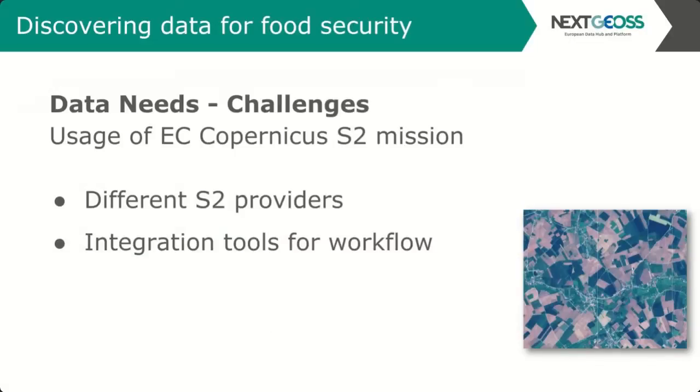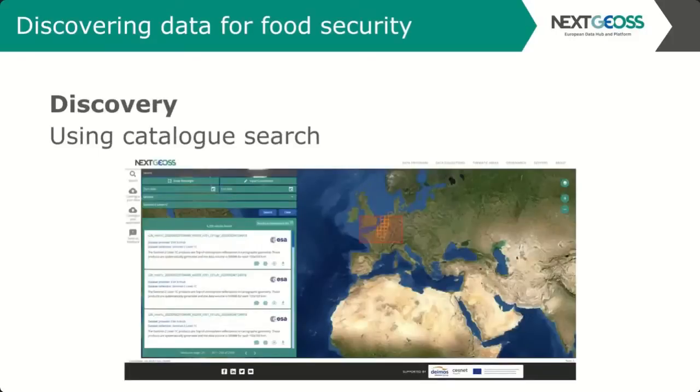So first of all, like the previous presentations already showed you, you can use the NextGEOSS catalog search, which allows a very user-friendly and intuitive way to search for the data sets that are available on the NextGEOSS Data Hub. And the results are cross-providers. In our case, we wanted to use Sentinel-2 data, so we used the NextGEOSS catalog search to look for the data sets available in the catalog, both for Belgium and for Mali, and we found a lot of results there.